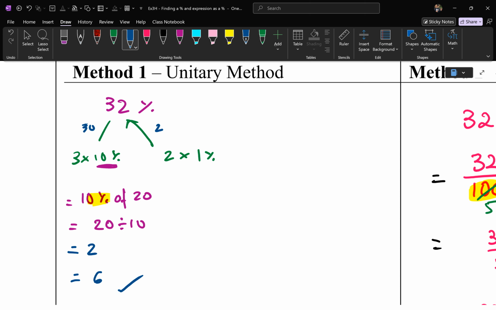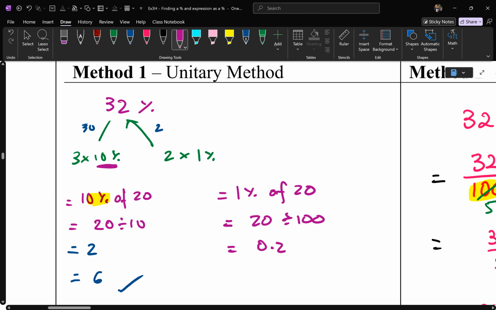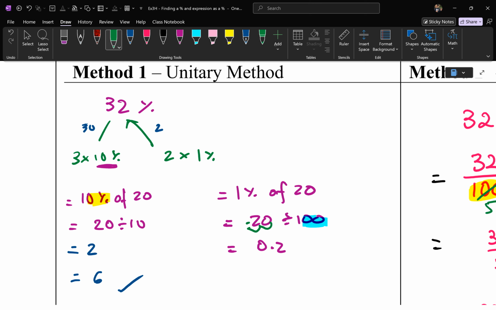Let's work out the 2%. But to work out the 2%, I just need to know 1%. What is 1% of 20? That just means divide by 100. What's 20 divided by 100? Can I please have, let's go Jacob. What's 20 divided by 100? 0.2. There's 2 zeros there, so move it back twice. 1, 2. You got 0.2.